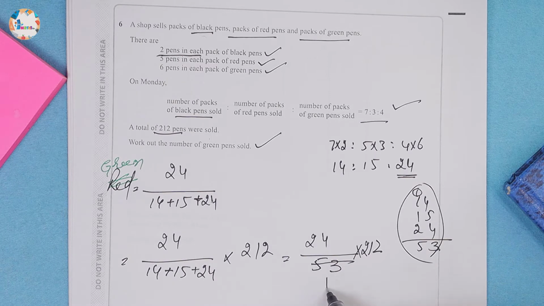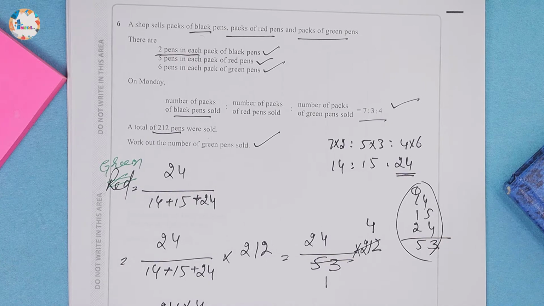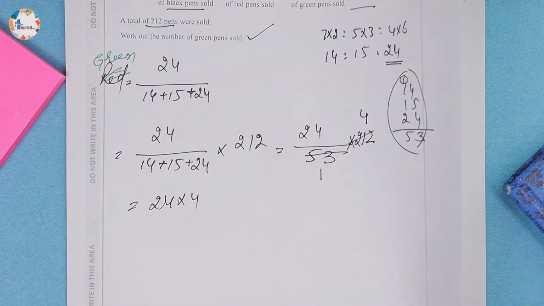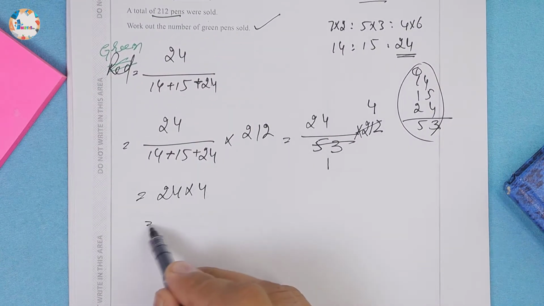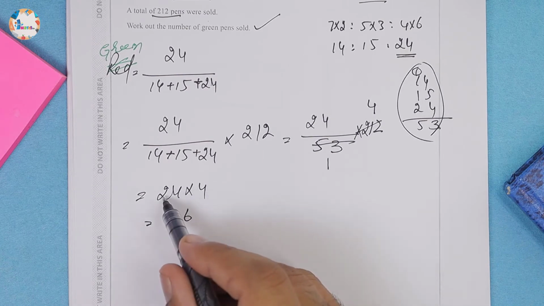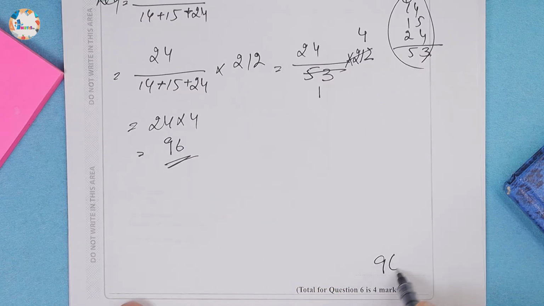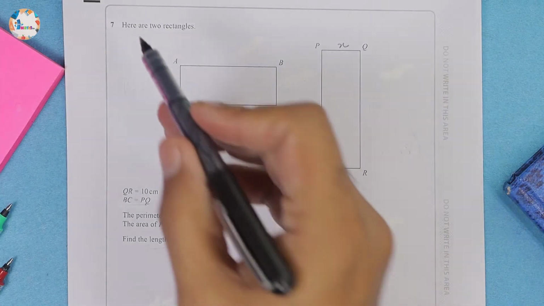So 53 ones are 53 and 53 fours are 212. And now we can multiply this. 24 into 4 will be equal to this one. So we can multiply this. 4 fours are 16, 1 and 4 twos are 8 and 9. So 96 will be our answer. There will be 96 green pens out of 212. Hopefully you understood this. Now question number 7.